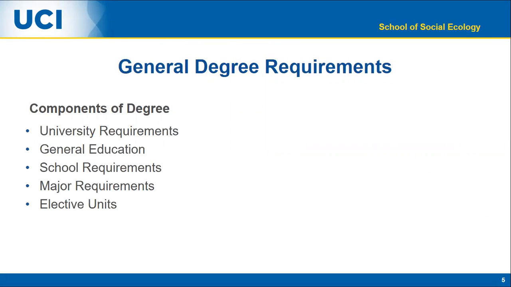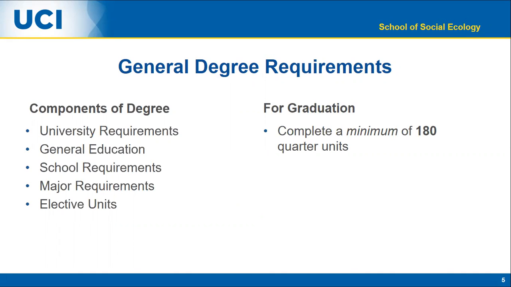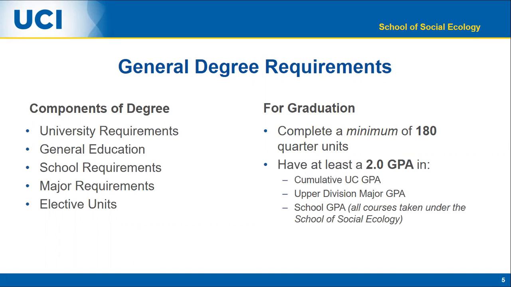So some general degree requirements that we will go over today are university requirements, general education requirements, school requirements, and major requirements. Elective units can be whatever you want them to be, and you don't have to think about that too much right now. But in order to graduate from UCI, you need to complete a minimum of 180 quarter units, and you need to have a 2.0 GPA in everything you take here at UCI, in everything for your school, and everything for your major.